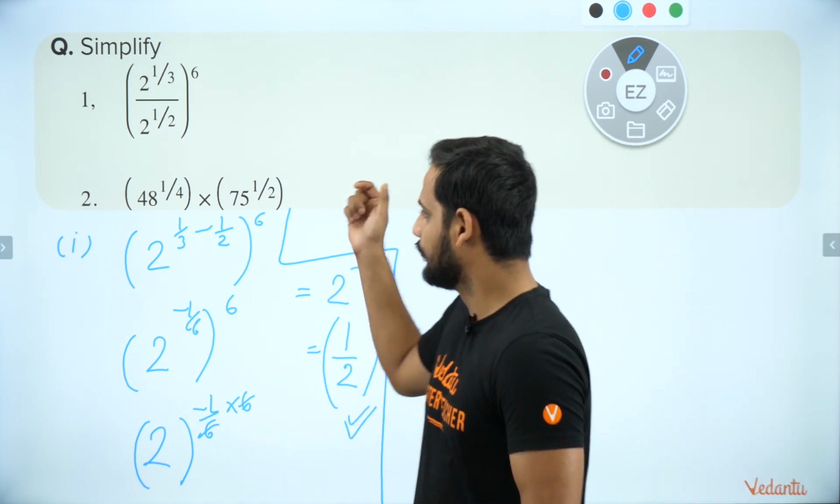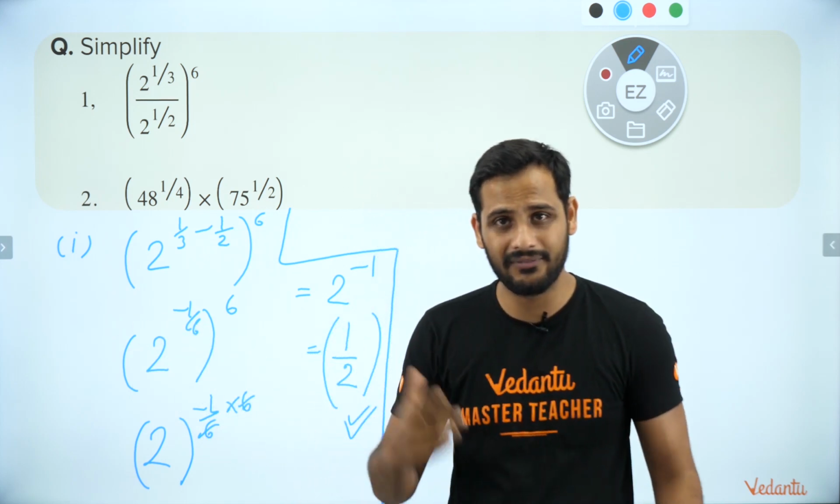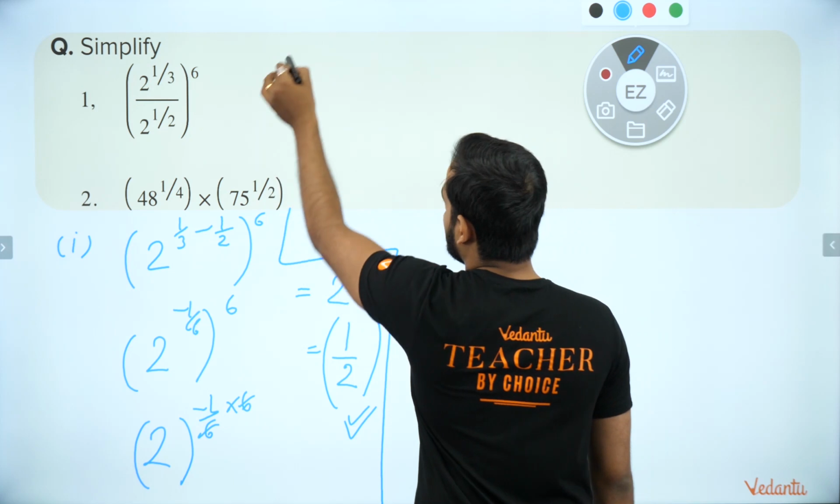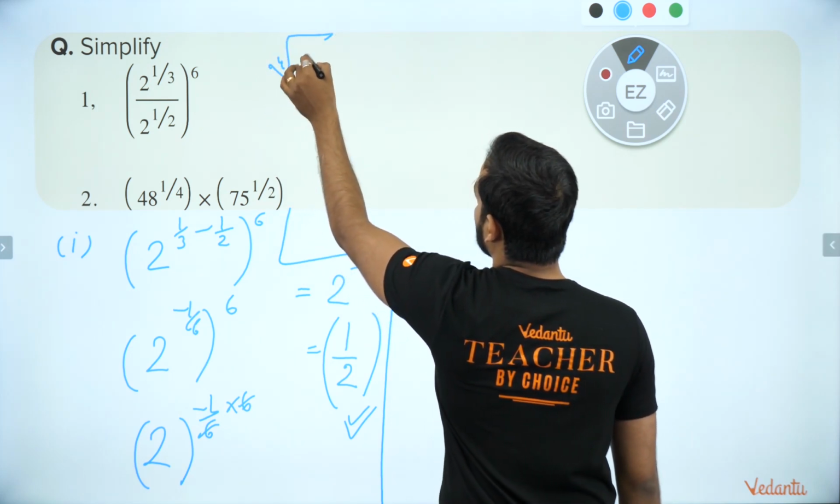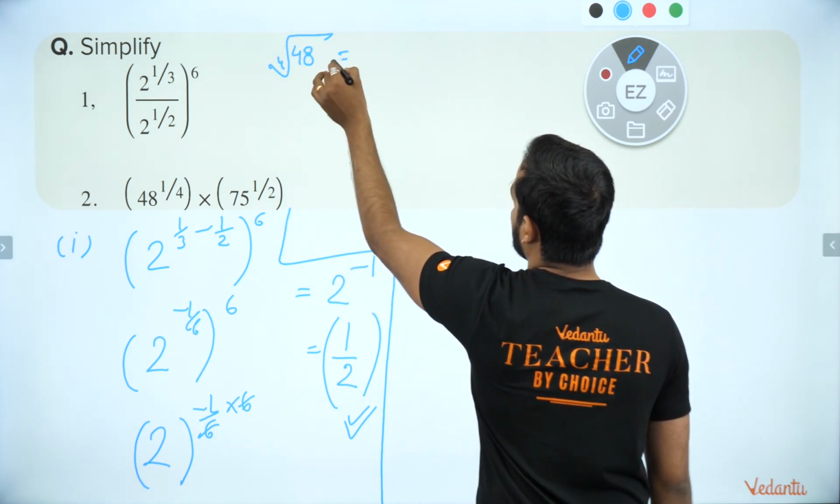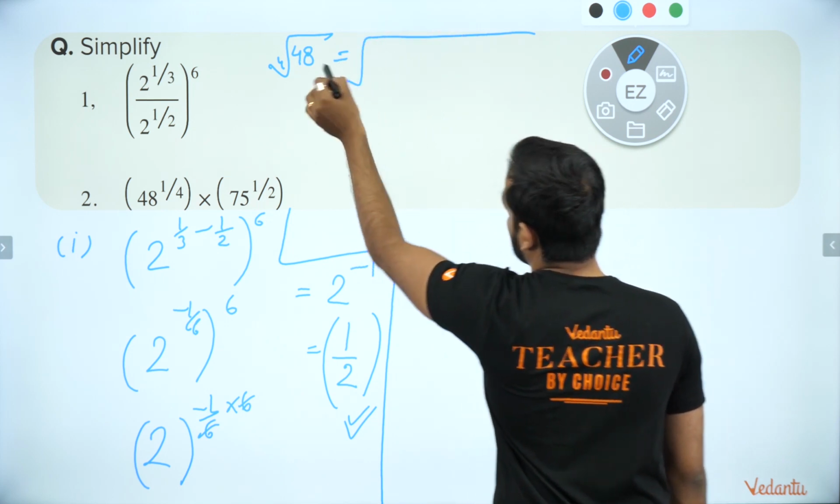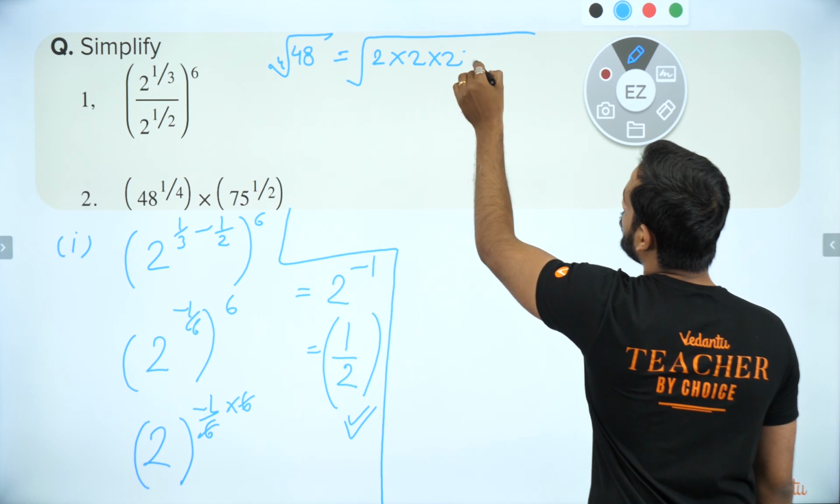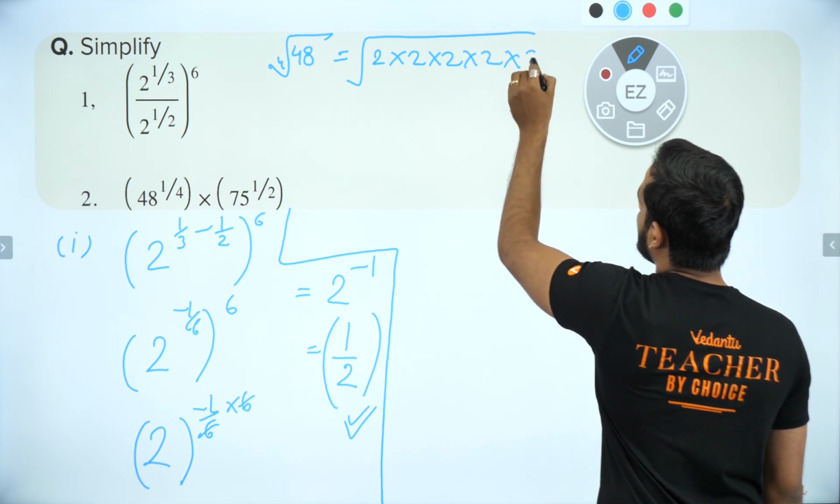Since it is the fourth root of 48, let us simplify it further. So fourth root of 48, how will I solve it? Let us prime factorize 48. You will be getting the prime factorization of 48 as 2 into 2 into 2 into 2 into 3.